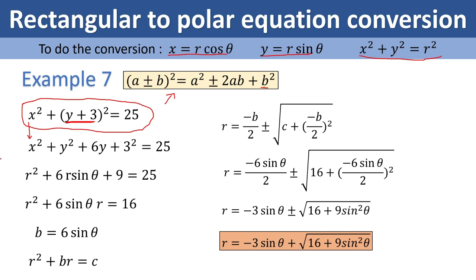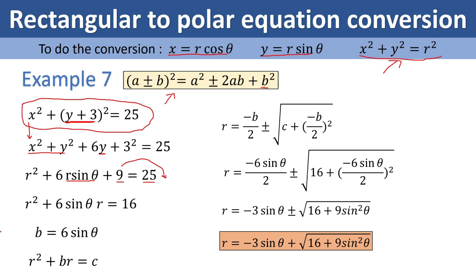And now, x squared plus y squared is r squared. And you change the y by r sine theta. 3 squared is 9. Equal 25. You move 9 to the other side, subtracting. 25 minus 9 is 16.